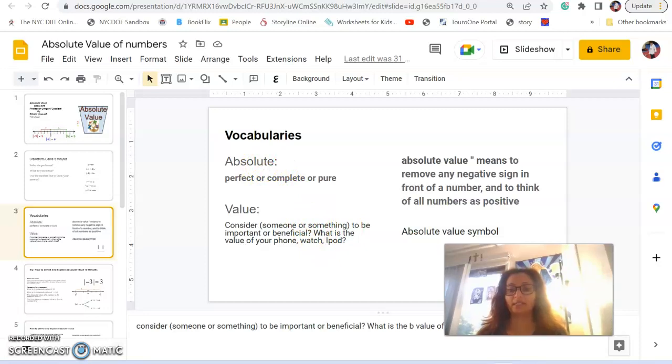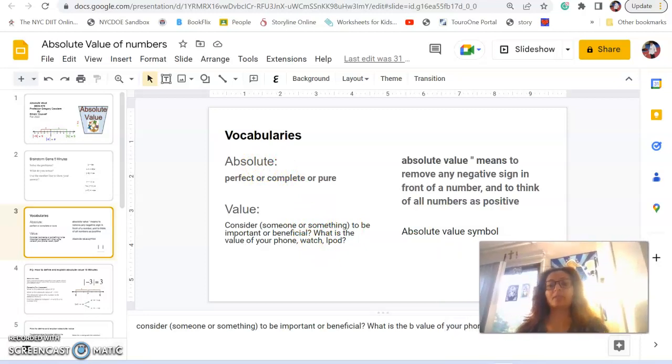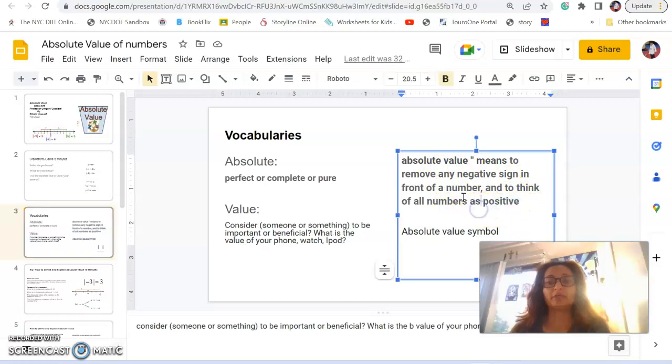Let's see the definition of the absolute value. I want somebody to read it to me. Go ahead. Yes. So absolute value means to remove any negative sign in front of a number and to think of all numbers as positive. Everybody repeat after me: positive. Yes, positive. So in today's lesson, absolute value has to stay positive.